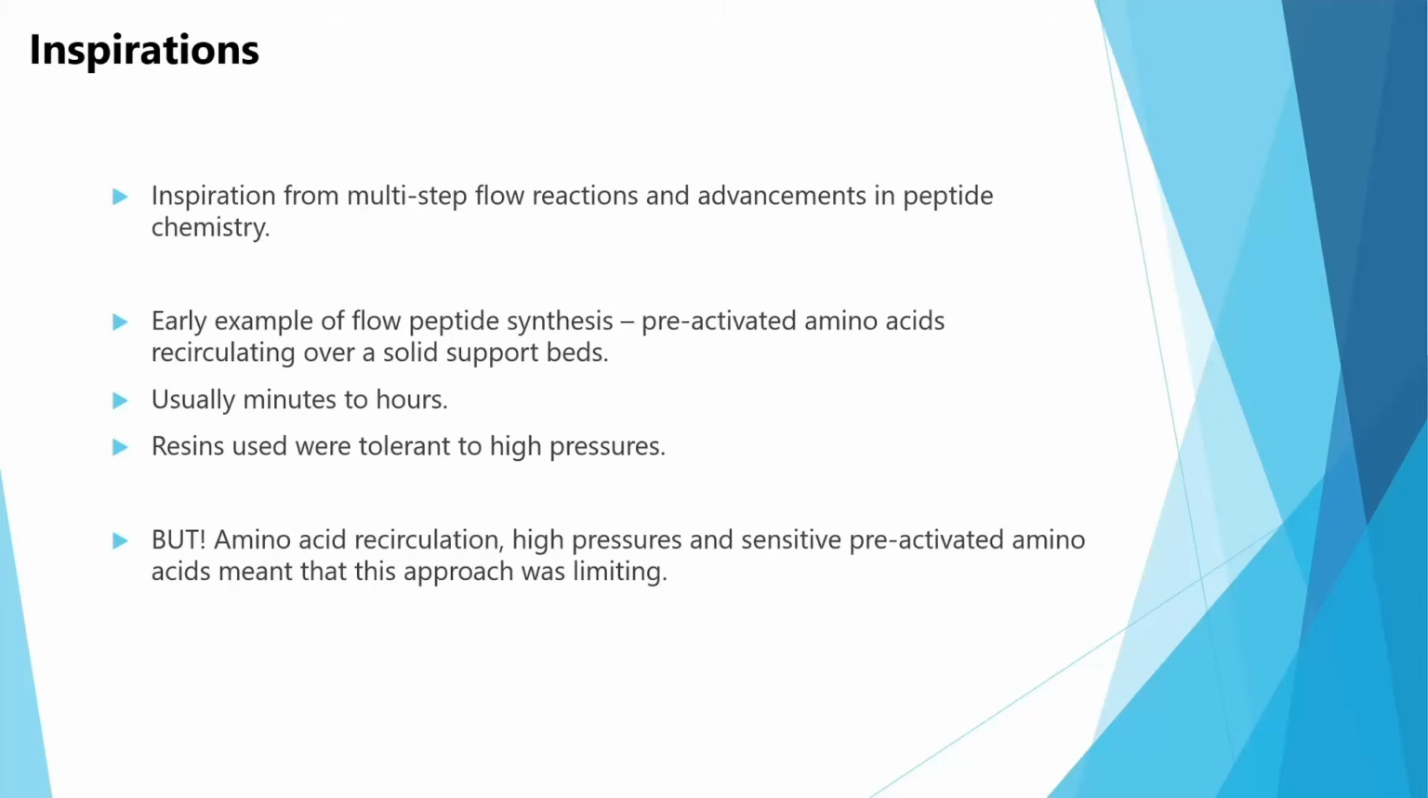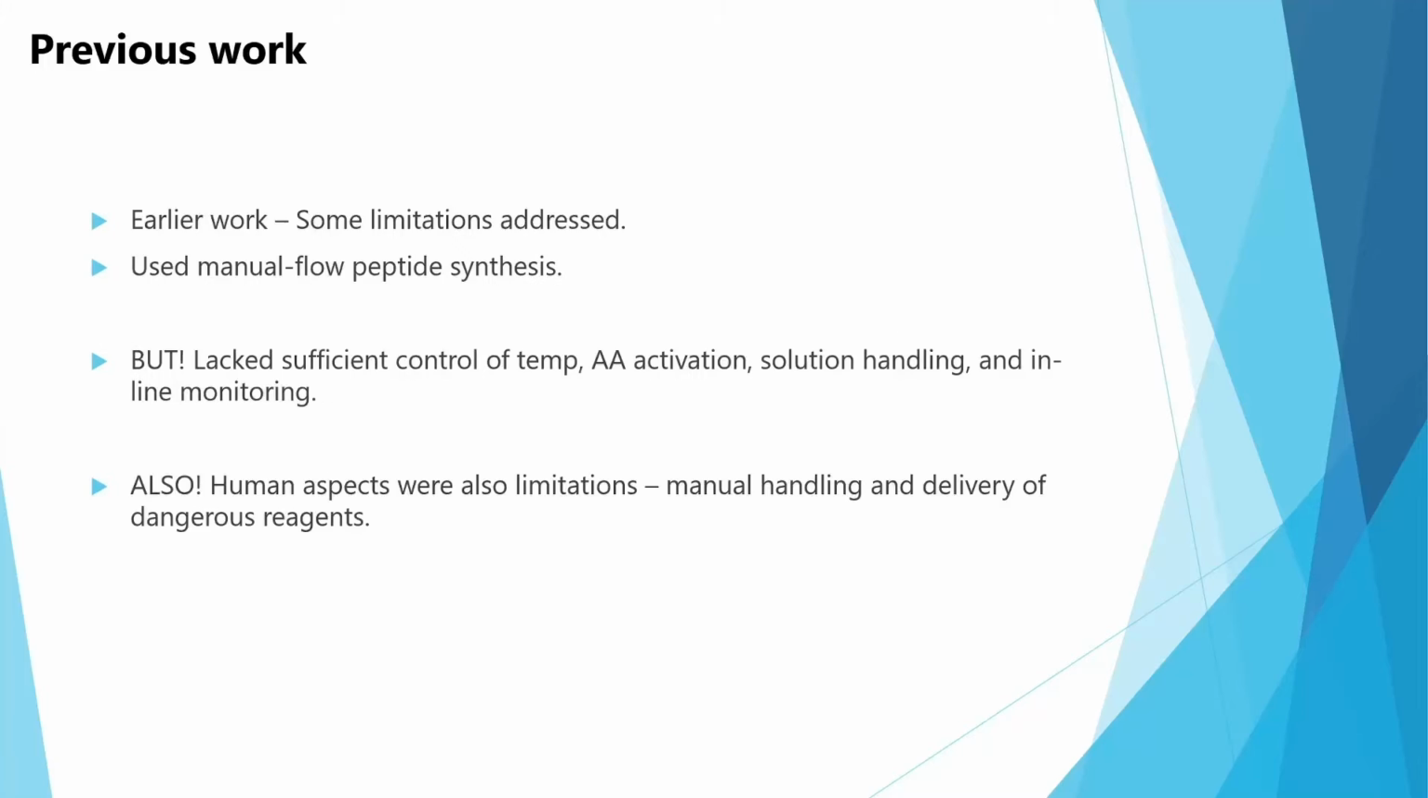In early examples, pre-activated amino acids were just circulated over and over the solid support bed for minutes to hours, and the resins used had to be the ones tolerant to high pressures. Now, Mijalis and co. went on to do more investigation to make this approach more flexible and more applicable. In their earlier work, they did manual flow SPPS, but as expected, only some limitations were addressed, not all. Control of temperature, amino acid activation, solution handling, and inline monitoring were all deficient. And obviously, since this was a manual job, human error and variability would be introduced.